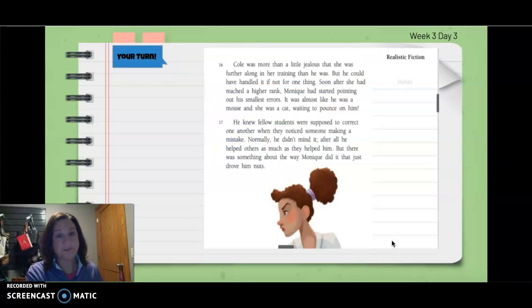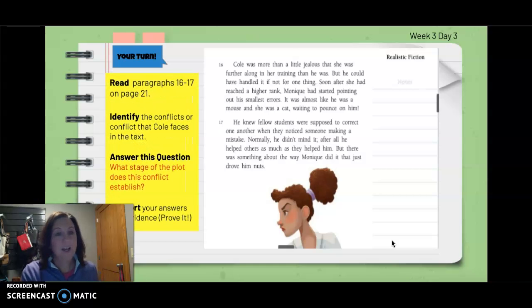Your turn. Read paragraphs 16 through 17 on page 21. Identify the conflicts or conflict that Cole faces in the text. Answer this question. What stage of the plot does this conflict establish? And then support your answers with evidence, so you want to prove it. Go ahead and pause and do that.